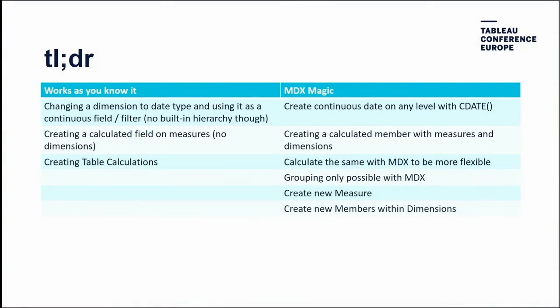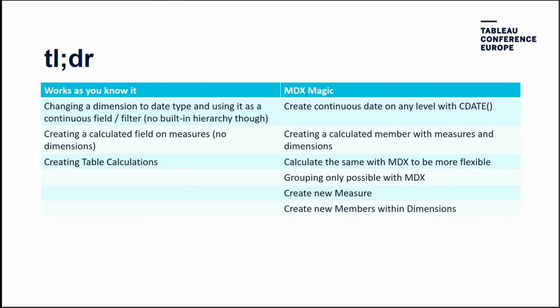So, quick wrap up again. What have we actually learned? What on the left side works as you know it, and what could be MDX magic. So, changing a dimension to date type and using it as a continuous field works, or as a filter, that works, but there is no built-in hierarchy, there are no other filter options that you have seen, like this year, for example, not there. That is all MDX magic. Because with the CDate function and all the other functions, you can create all the date formats and date hierarchies you want, all that would be MDX magic.